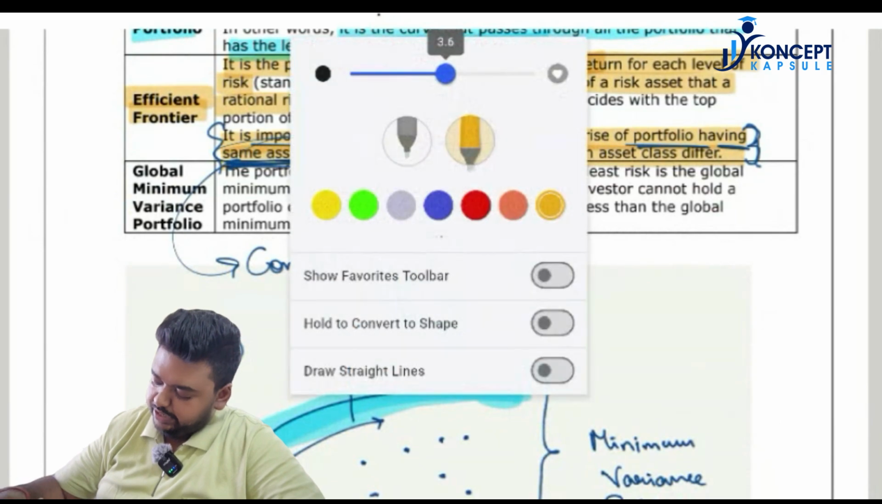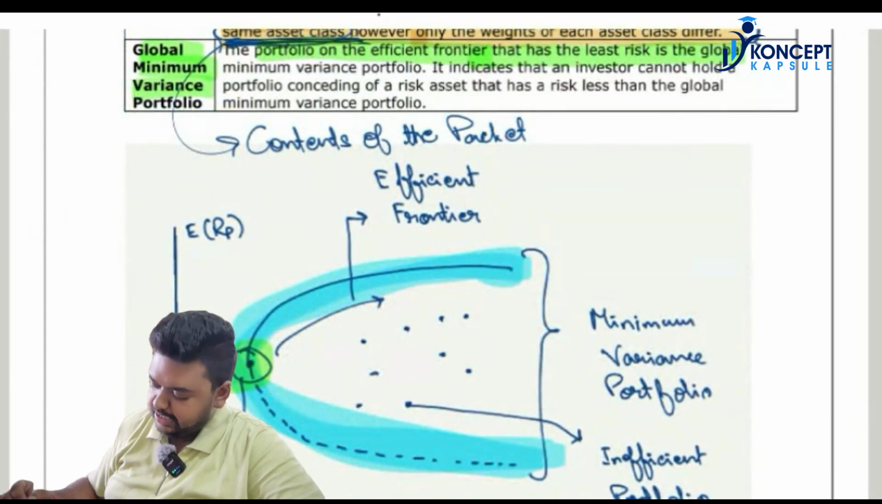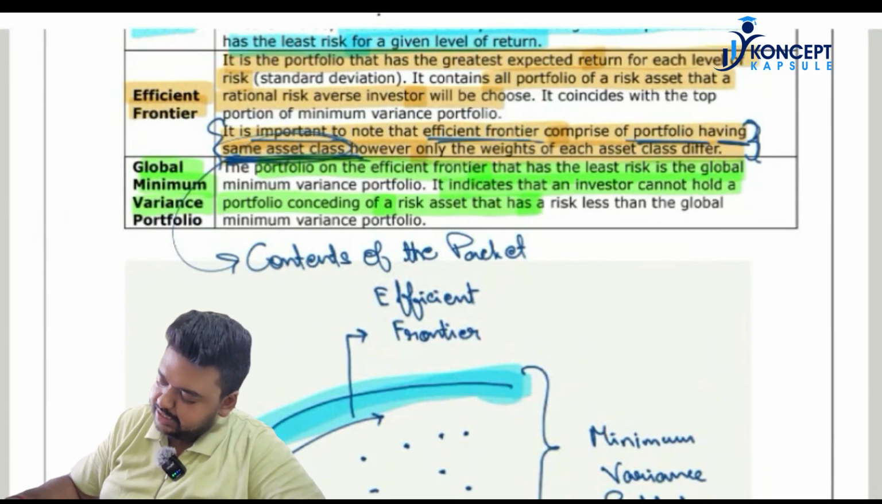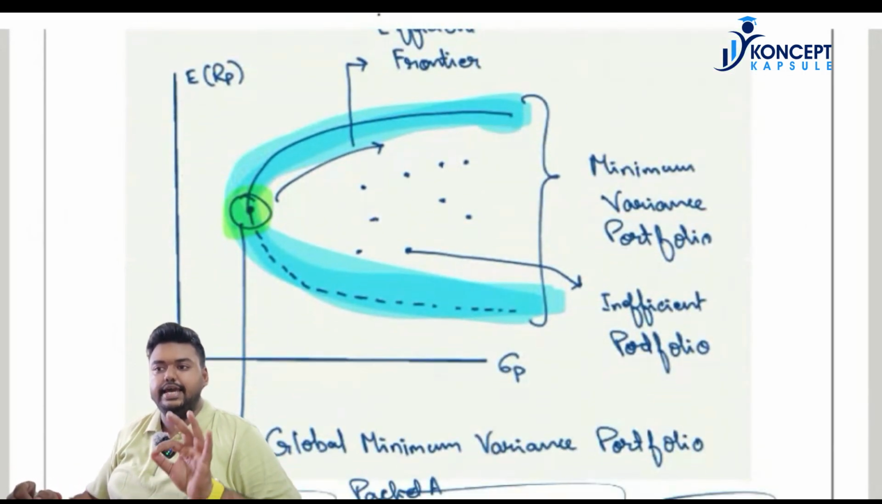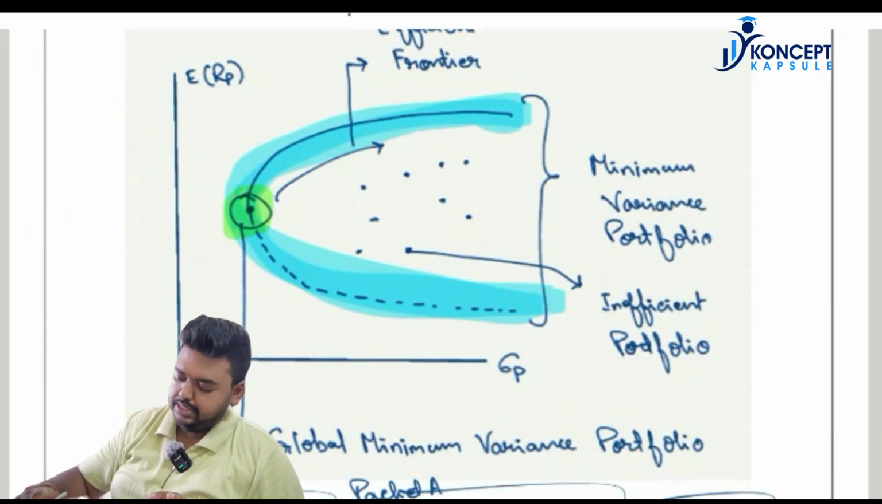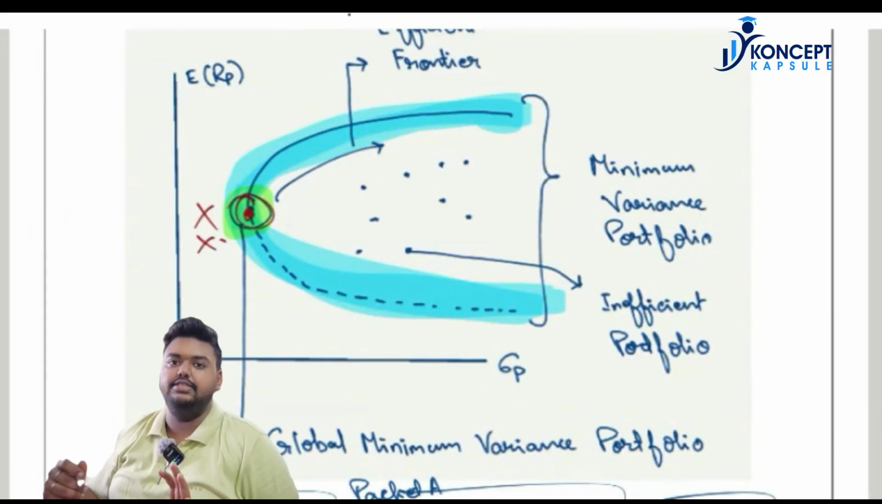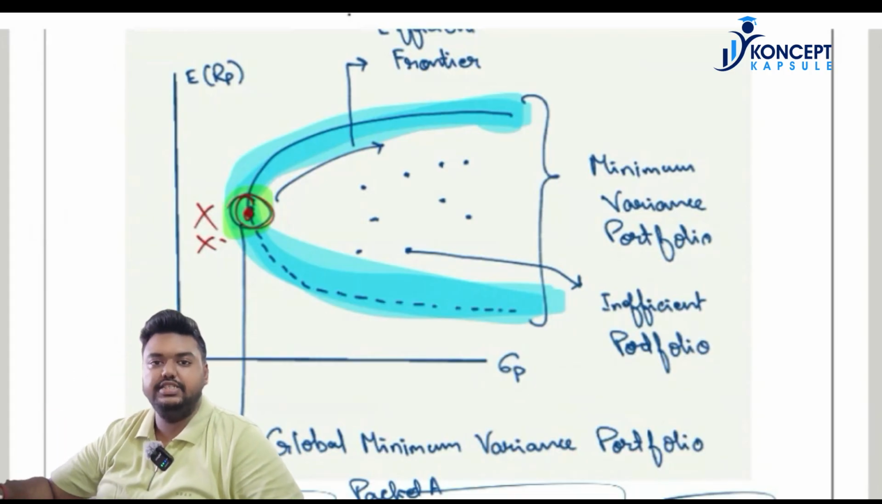Then the last thing that we need to study is the global minimum variance portfolio. The portfolio on the efficient frontier that has the least risk. This is the point of tangency, the least risk. It indicates that an investor cannot hold a portfolio consisting of risky assets that has a risk less than the global minimum variance portfolio. Again, same thing. There can be absolutely no portfolio with a risk which is lower than this point of tangency. Are we clear, guys? I hope you have understood this topic.